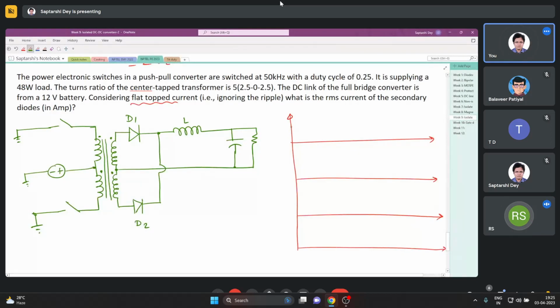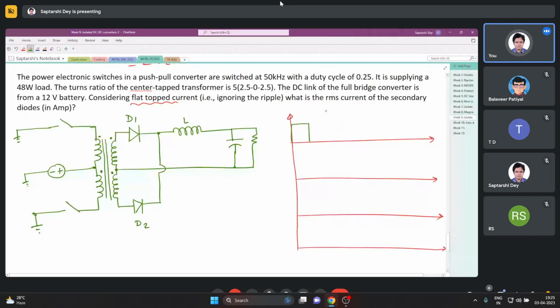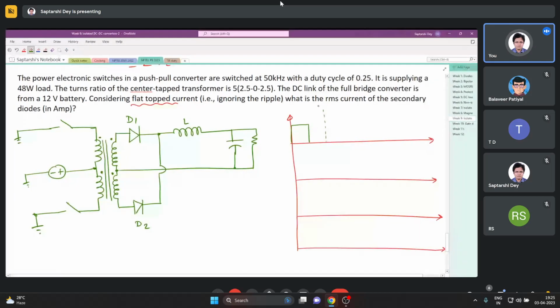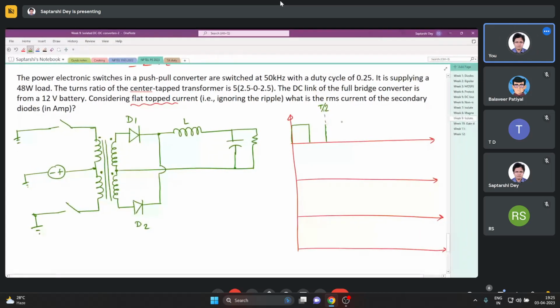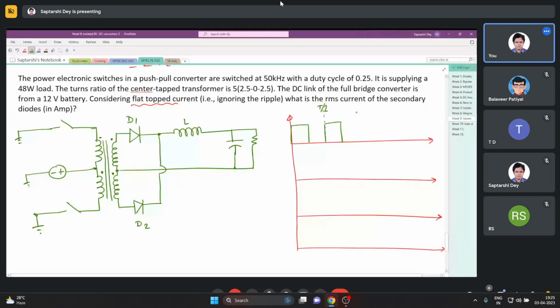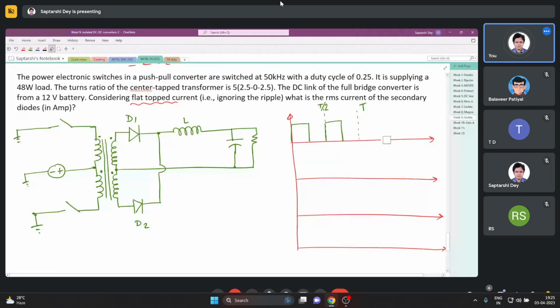Say, okay, you can mute yourself. Say this is the time when one of the switches is on. This is the time when both are off. This is half time period. This is the time when the other switch is on. Again, both are off. So we'll draw this much only. One time period is enough for us to understand.